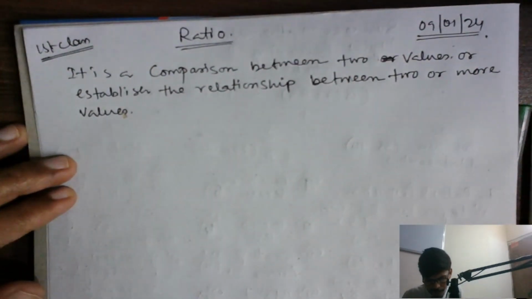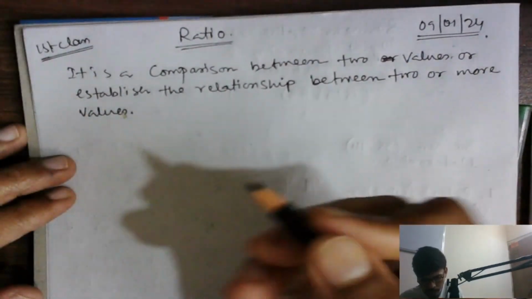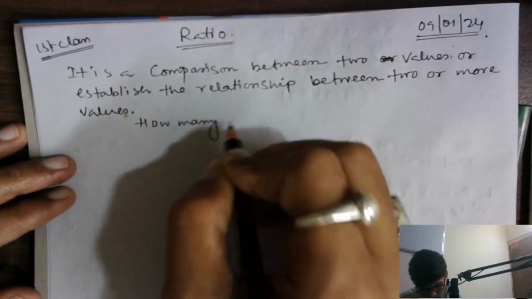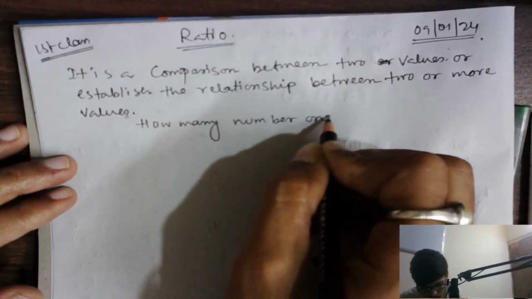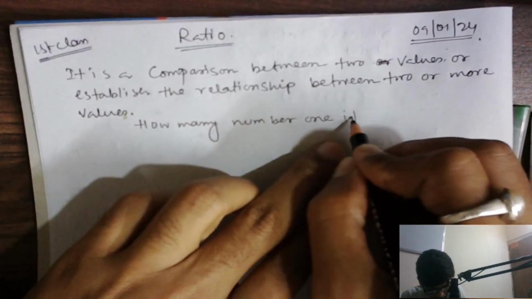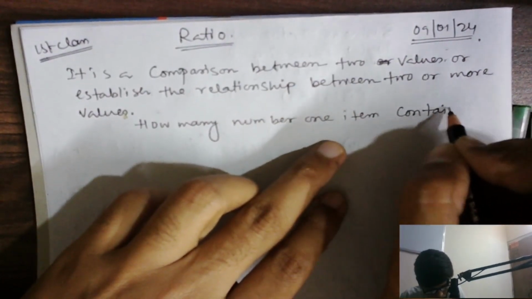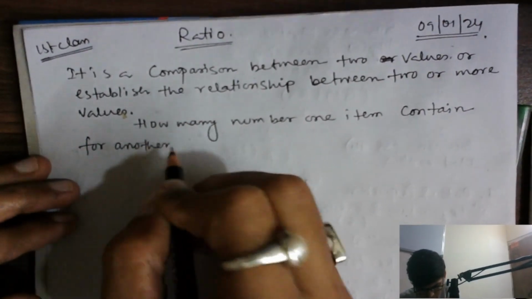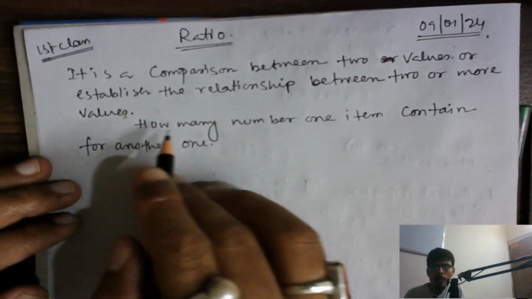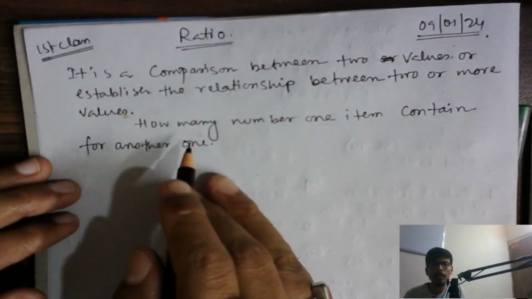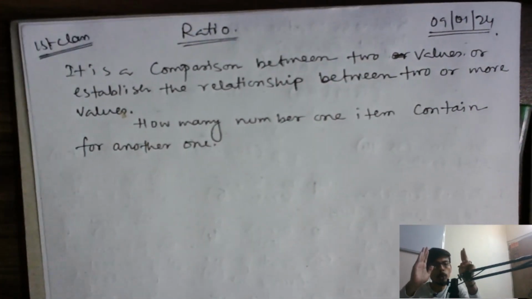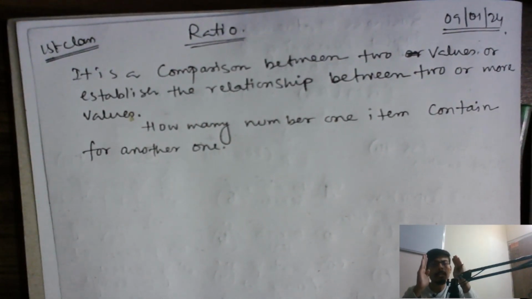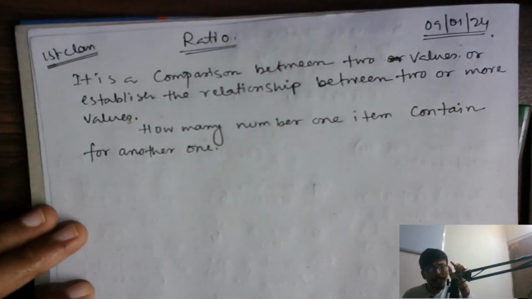It means you can also write about the ratio. Sir, ratio क्या होता है? How many of one item contain for another one? Like my right hand and left hand, 2 to 3 pens. What is the ratio between the pens I hold with respect to my hands? Sir, 2 to 3 pens. That is what the ratio says.